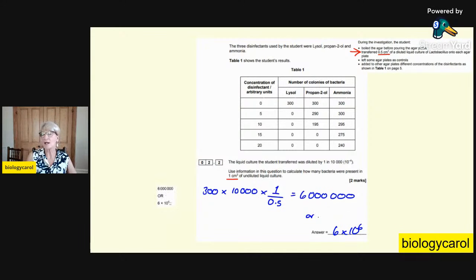Either of these answers would do, as you can see from the mark scheme, and you got a mark for getting halfway there. Okay.